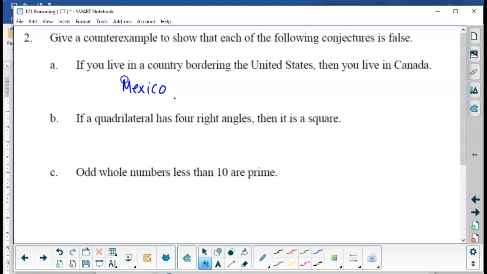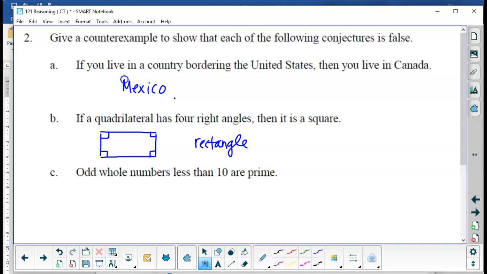If a quadrilateral has 4 right angles, then it is a square. Okay, well, let's think about it. Quadrilateral is 4 sides. We have 4 right angles, 90 degrees. If I look at that, that doesn't look like a square. So counterexample would be a rectangle. The square is actually a special case of a rectangle. It has equal sides. Okay.